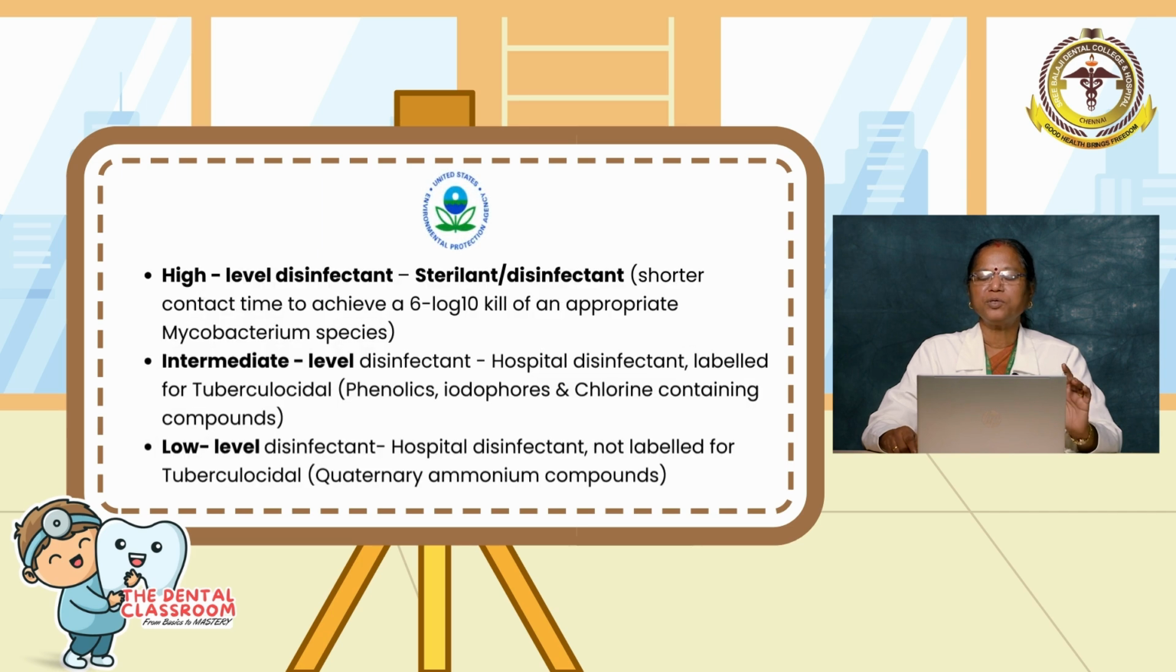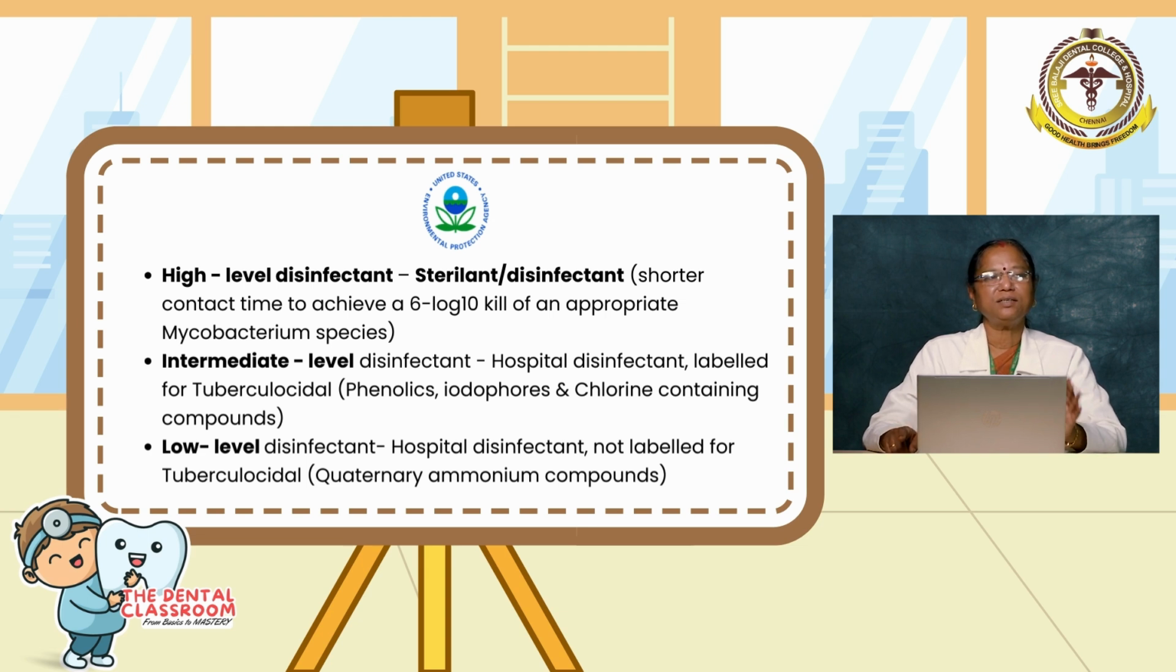While the Environmental Protection Agency of the US has categorized the disinfectants into 3 categories: high level disinfectant, intermediate level disinfectant and low level disinfectant. The high level disinfectants are always labeled as sterilant/disinfectant. Basically, these high level disinfectants can destroy about a 6 log count of microorganisms in a shorter time. So that is why they are categorized as high level disinfectant, which is always labeled as sterilant disinfectant.